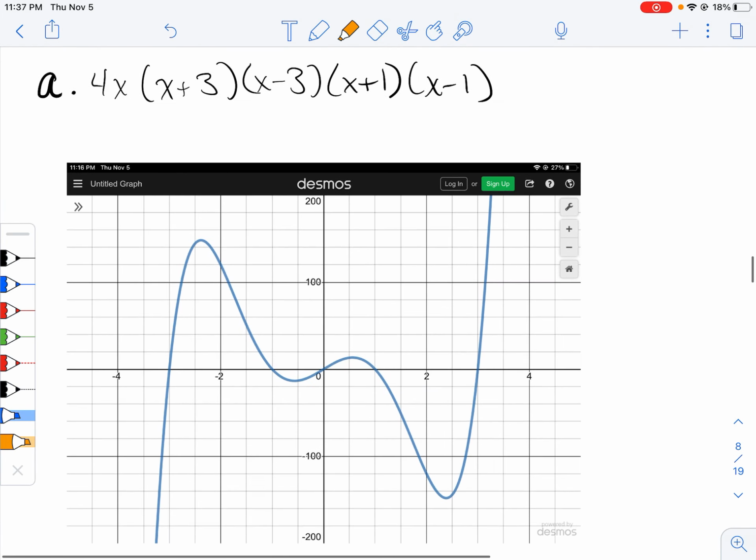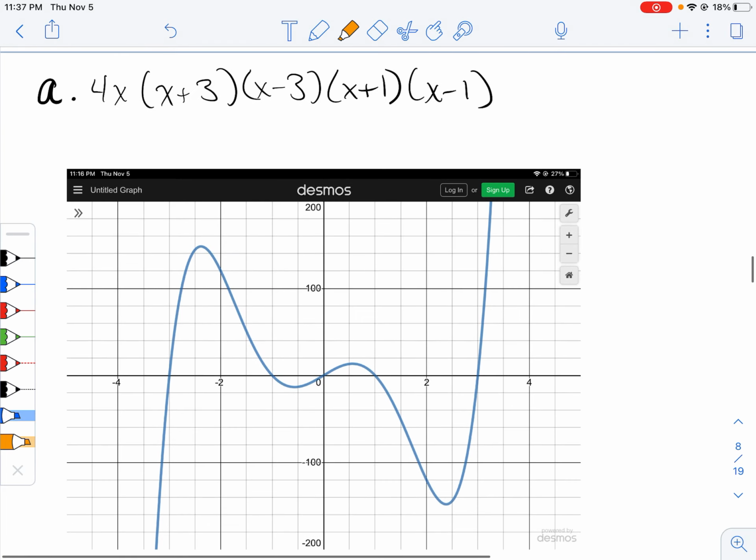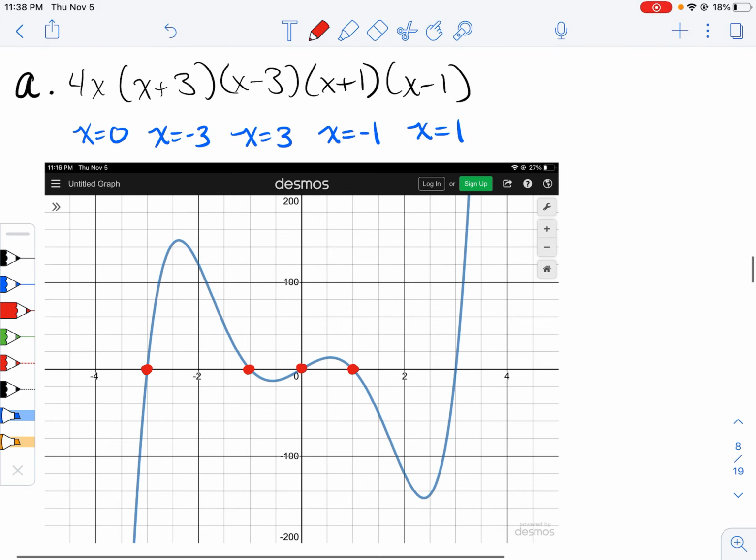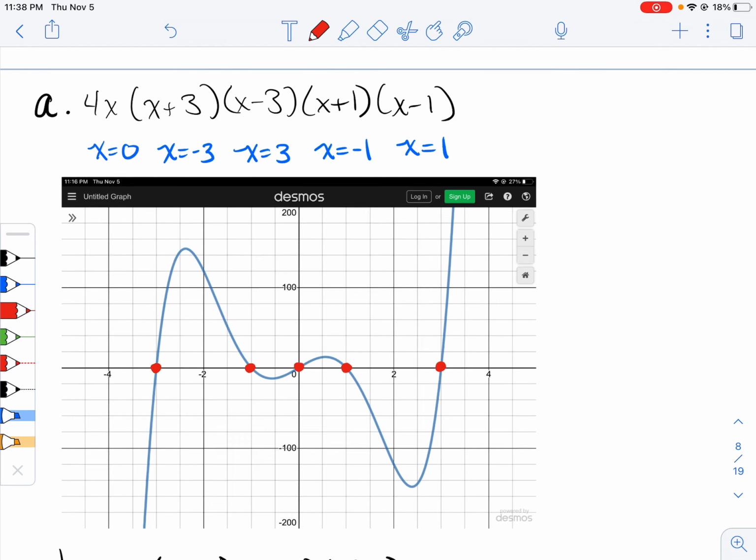I graphed this graph for you. So this was our function from part A. This was what we factored it to. And then we found the solutions were x equals 0, x equals negative 3, x equals positive 3, x equals negative 1, and x equals positive 1. So if you look on the graph here, we have our solution. Our first solution should be at negative 3. There it is. Our second one is at negative 1. Then we have a solution at 0. You have a solution at positive 1 and a solution at positive 3.